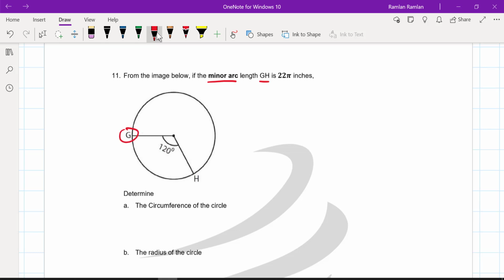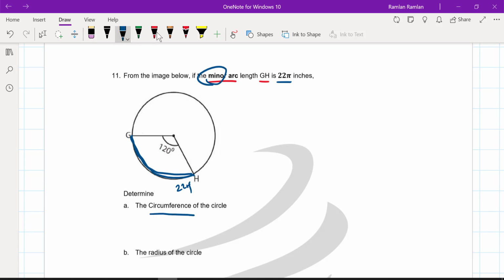We have G and H over here, and we actually have two arcs: this arc over here and this arc over here, right? But it said that it's a minor arc, so it's going to be this one because this is the smaller one. So we're going to leave this one over here. The length of this curve over here is 22 pi, so this is 22 pi inches. And then the first question is the circumference of the circle.